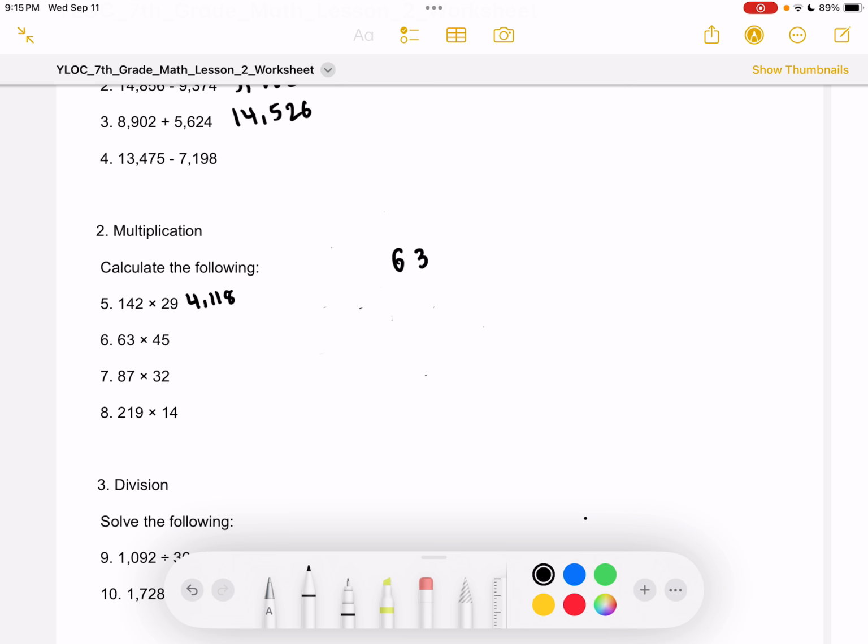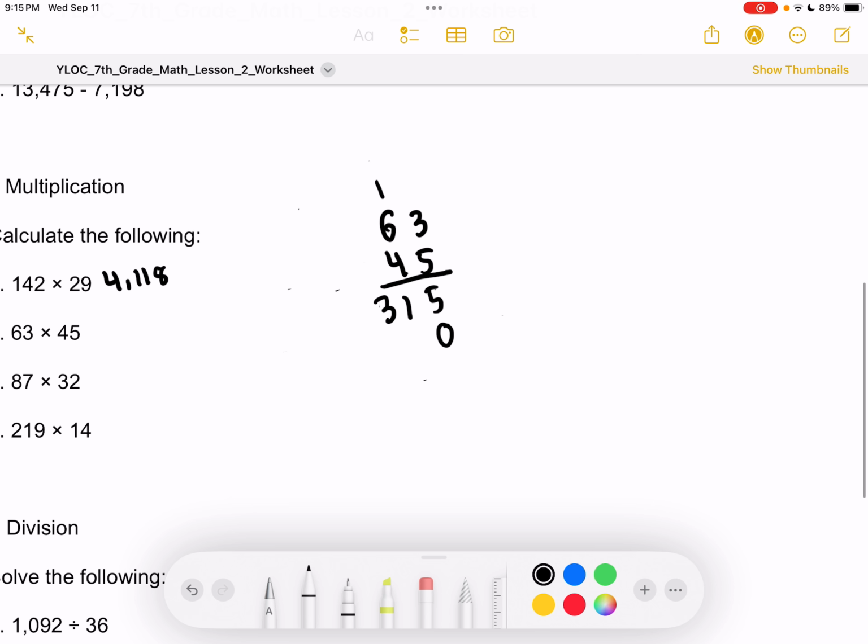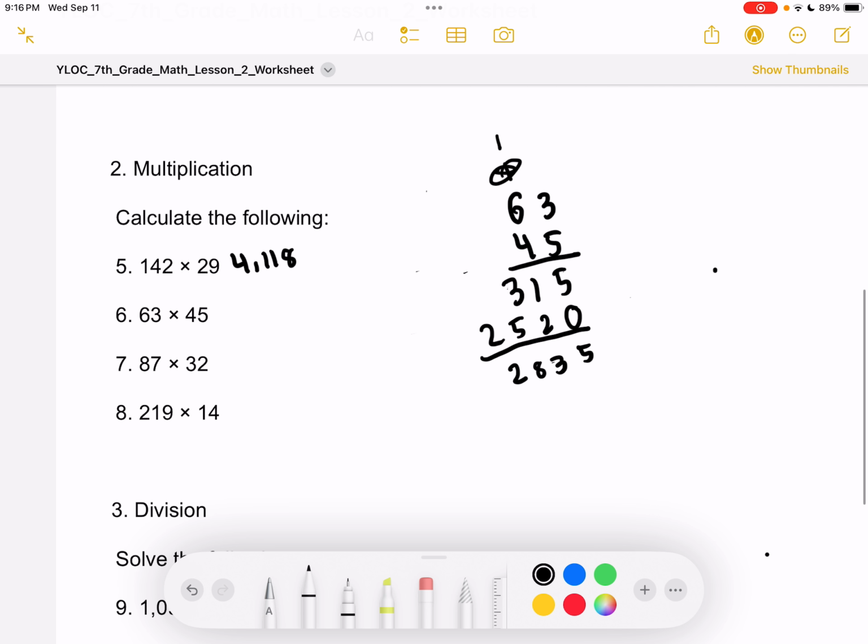Next problem is 63 times 45. 3 times 5 is 15. 6 times 5 is 30. We would add 1, which should be 31. 3 times 4 is 12. And 6 times 4 is 24, plus 1 is 25. And when we add that all up, that'll give us a total answer of 2,835.